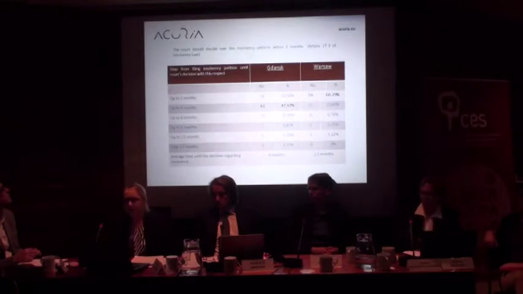As to the duration of the proceedings, according to Polish insolvency law, the court should decide over the insolvency petition within 2 months after the insolvency petition was filed. We have analyzed this issue in two courts, in Gdańsk and Warsaw, and we found out that the average time until the decision regarding insolvency in Gdańsk is 4 months, and in Warsaw it's 2.5 months. So the deadline is definitely exceeded.